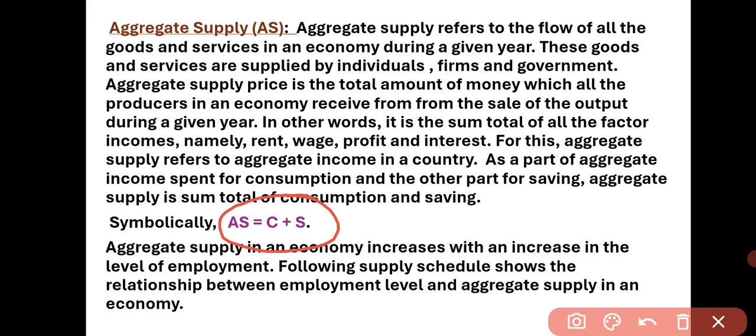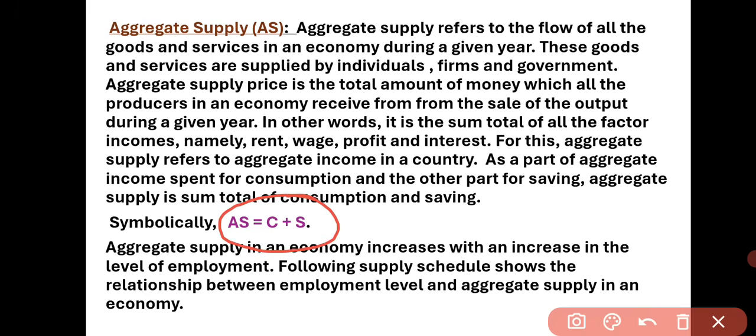You see, in aggregate demand we have discussed that there is a direct link between income level and aggregate demand. But in aggregate supply, AS, there is a link between employment level and the total supply of goods and services. Right. So aggregate supply in an economy increases with an increase in the level of employment. If employment level increases, it means there will be an increase in aggregate supply. If employment level falls, there will be a fall in aggregate supply.